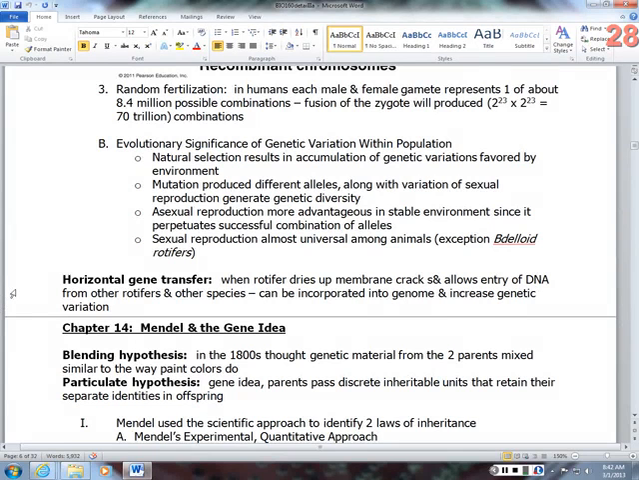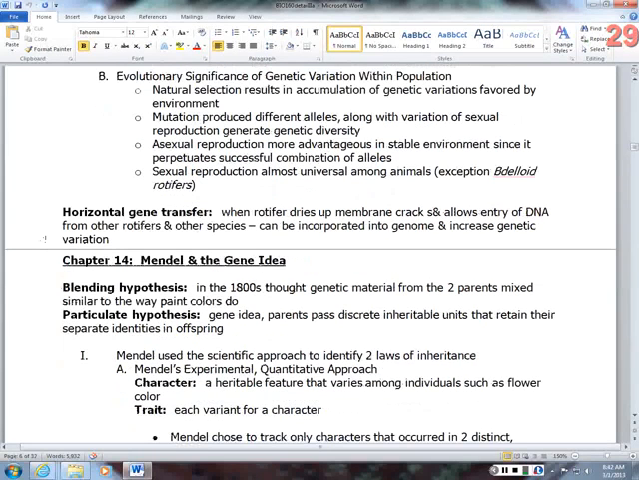So horizontal gene transfer. When a rotifer dries up and its membrane cracks, it's going to allow DNA from other rotifers and other species to be able to come in through those cracks and be incorporated into the genome and increase its genetic variation. So they just pick up random bits of DNA from the environment. Bacteria can also do horizontal gene transfer.